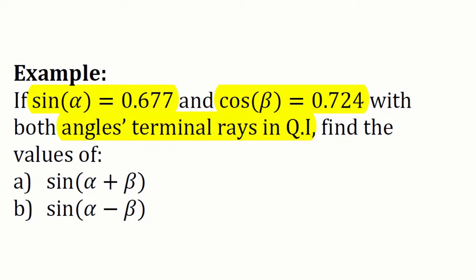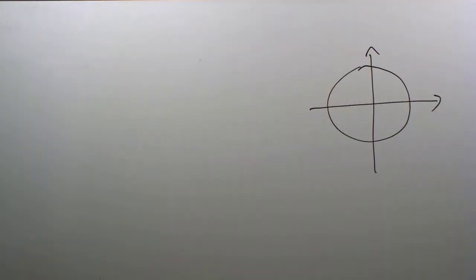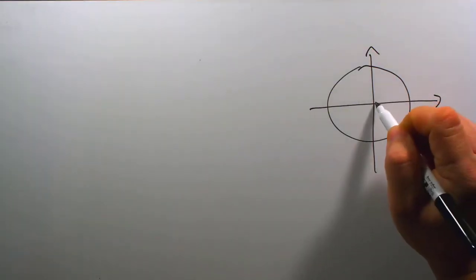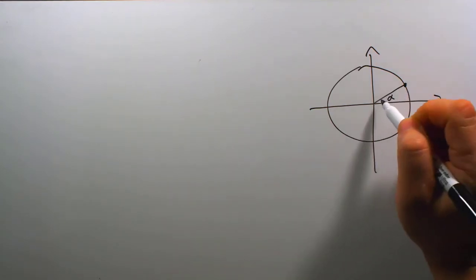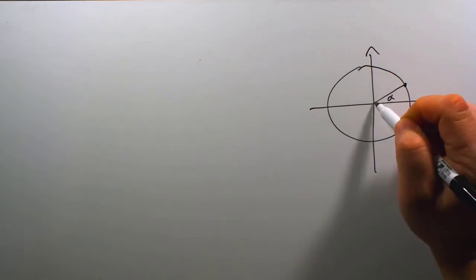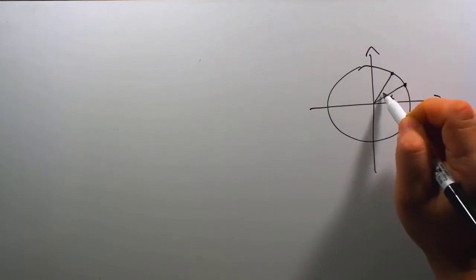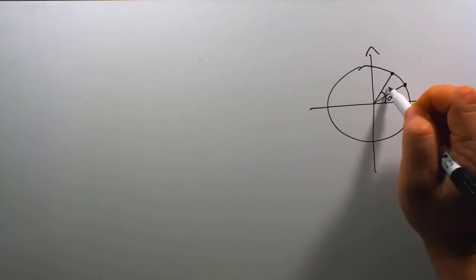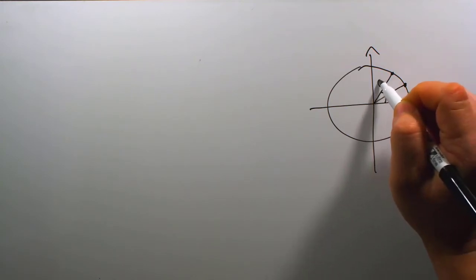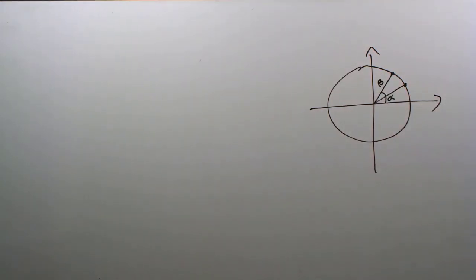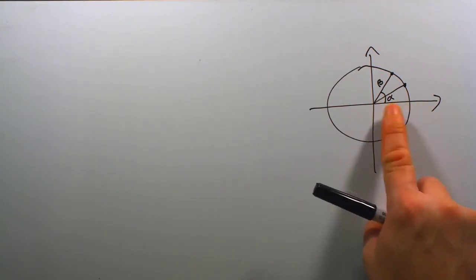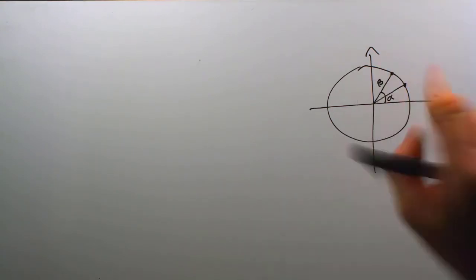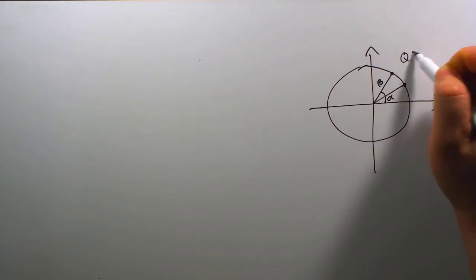So what it means here is that we can imagine maybe alpha is this terminal ray right here, and that we can call alpha, and beta is a different angle, so we can draw beta as another angle here. So this is beta right here. Okay, so that's what it means by both of the angles' terminal rays being in quadrant 1, and this is again Q1.